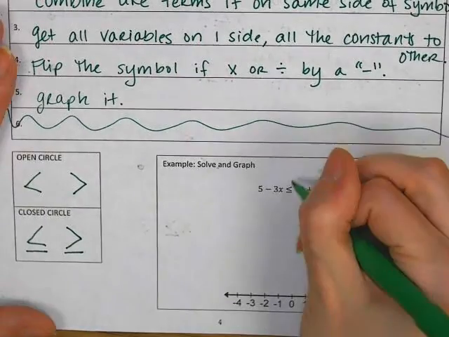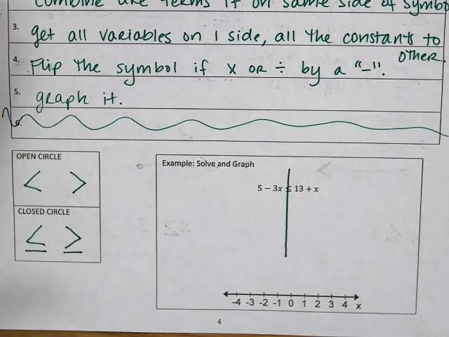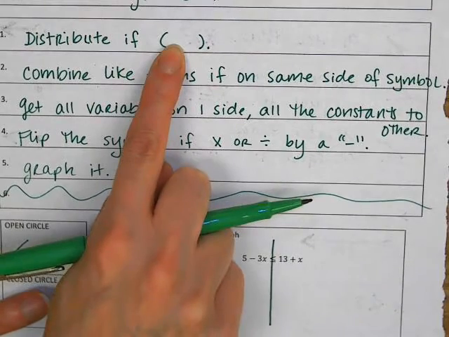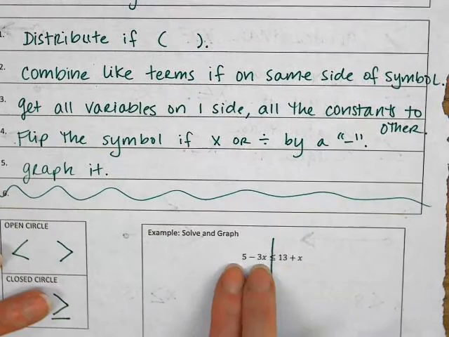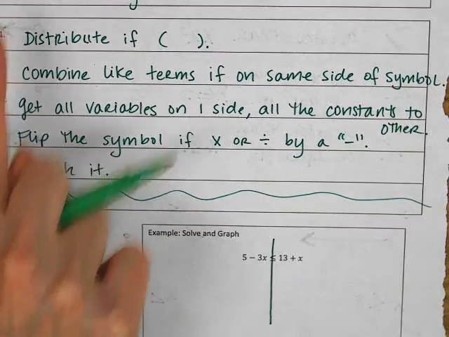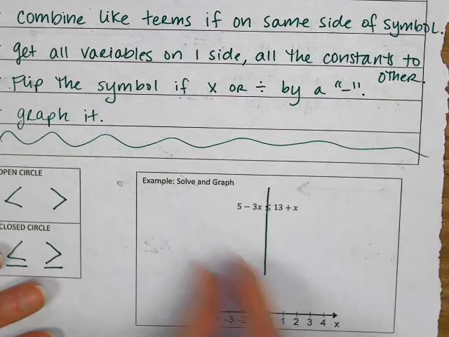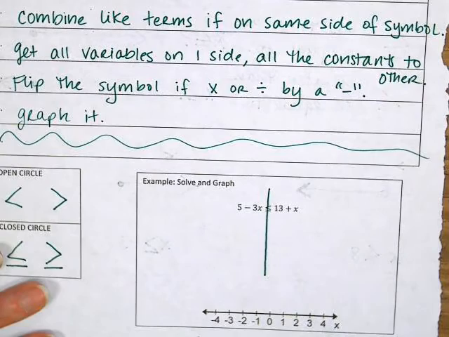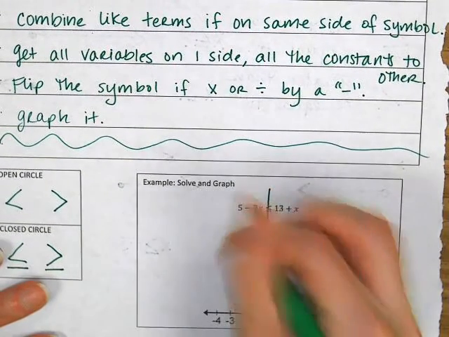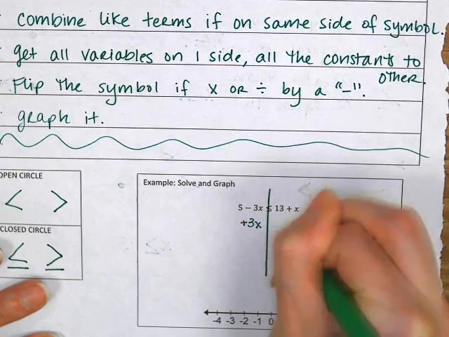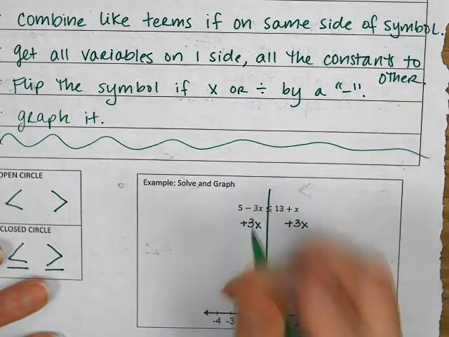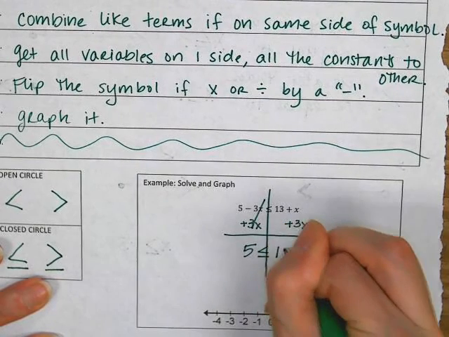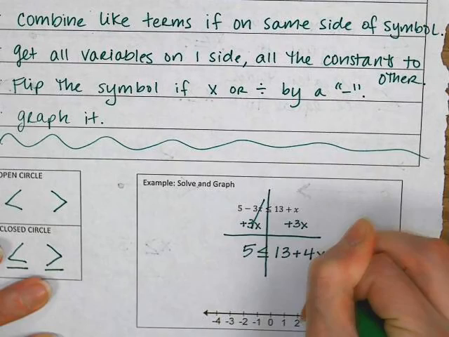So first you're going to draw your wall, right? Just like solving equations. This one, there is nothing to distribute. There's no parenthesis. There are no like terms here or here. So we're going to skip steps 1 and 2. Now we're ready to start moving. Get all the variables on one side and all the constants to the other side. So I see a negative 3x, so I think I'm going to add that to the other side. Okay, so they cancel, and now we're at 5 is less than or equal to 13 plus 4x.